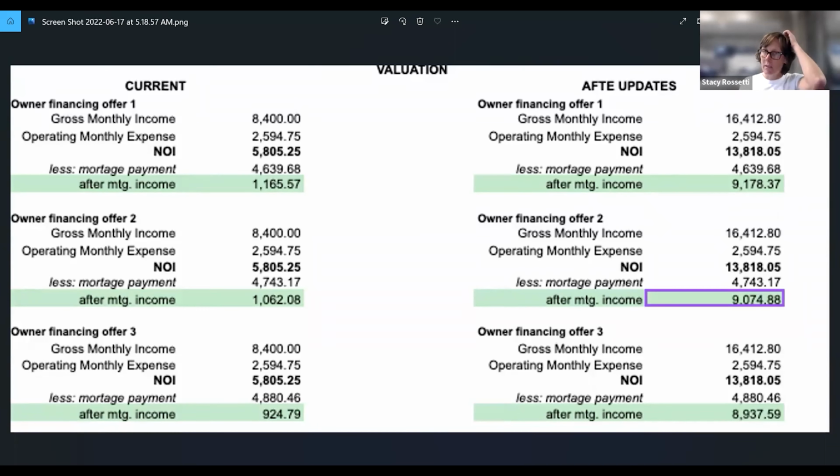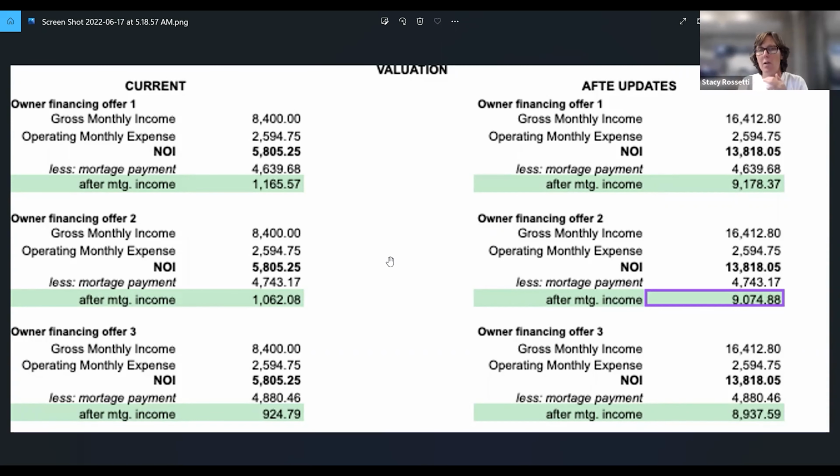Okay. The monthly expenses plus the mortgage, all right, is less than the income and has some cash flow. And that's really kind of what we're looking at.